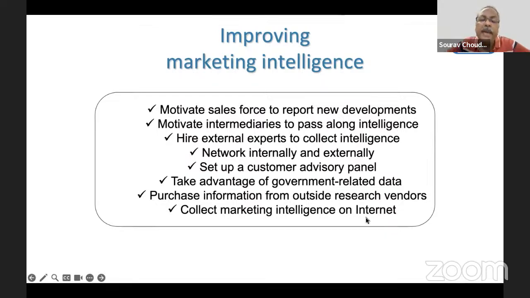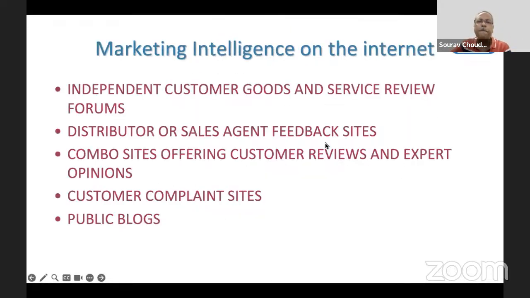Collect marketing intelligence on internet. Okay, Google पे जाओ या Microsoft Edge पे जाओ. Any search engine will give you a lot of marketing intelligence. Okay, what are the new products coming in? What are the technology changes, and so on and so forth. Many information. All these marketing intelligence collection methods can be used.